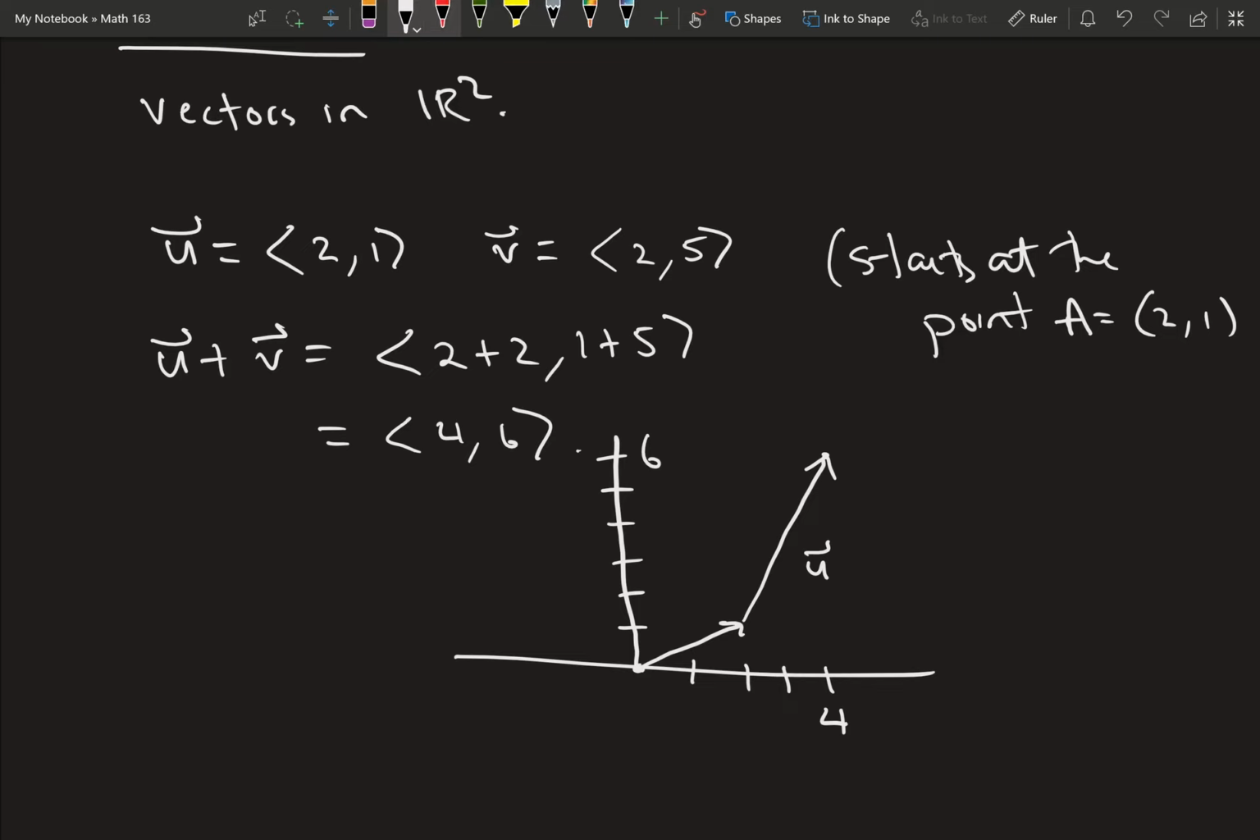And you can see that U plus V actually is the vector starting at the origin. That's U plus V, which exactly corresponds to that. Okay.